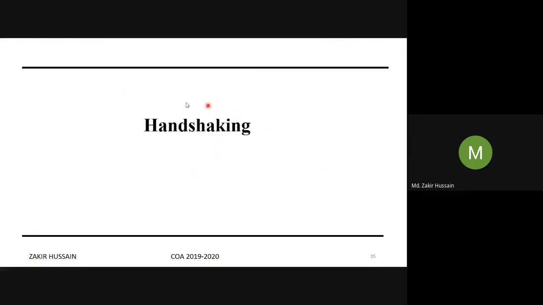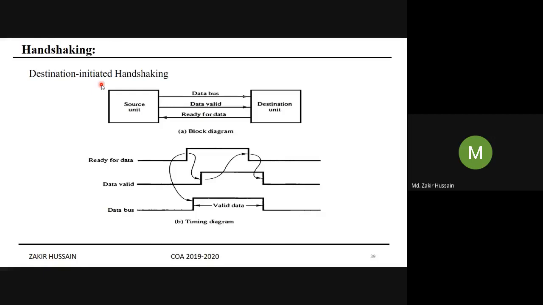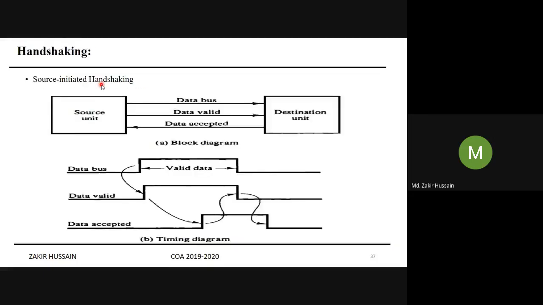Now coming to another method, called the handshaking method. In this handshaking method, seeing the picture here will make it a lot clearer. Here in handshaking also we have source initiated handshaking and destination initiated handshaking. So let us see source initiated handshaking first. In this, you see the source unit is sending a data valid signal, and the arrow is towards the destination.